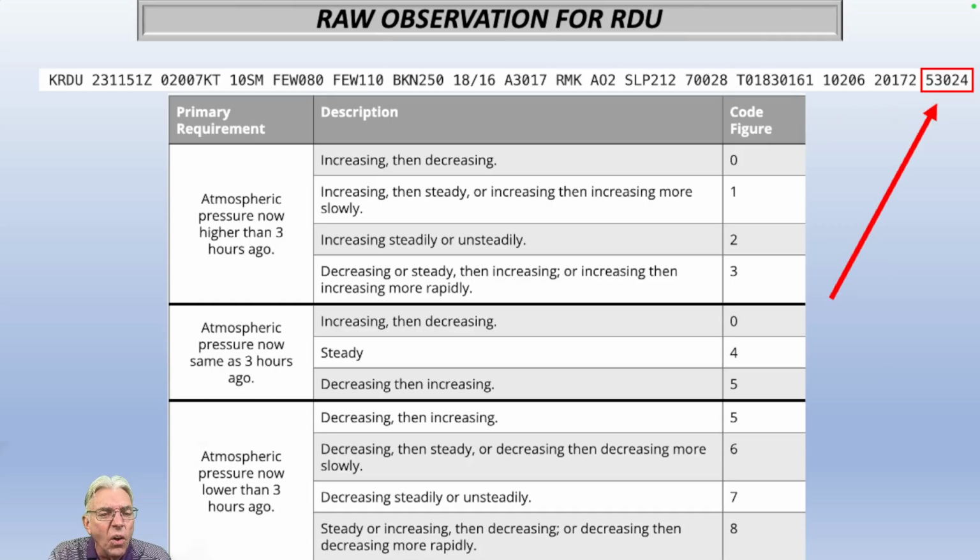This is the code, all the different codes, all 8 of them, for pressure tendency. Now, we had a 3, and so that was, the pressure is now higher than 3 hours ago. It was decreasing or steady, then increasing, or increasing, then increasing more rapidly, okay? So you go all the way from increasing, then decreasing. All these are the pressure is higher now than it was 3 hours ago. This is the same, and this is lower. But all of these descriptions give you more detail about how it got lower, or how it stayed the same, or how it got higher, okay? And so the 3, again, is in this group right in here. All right.